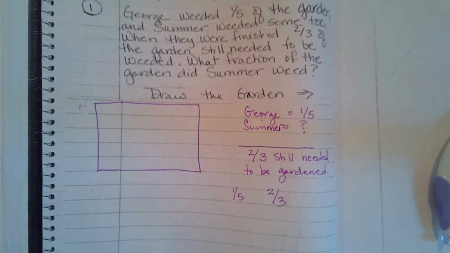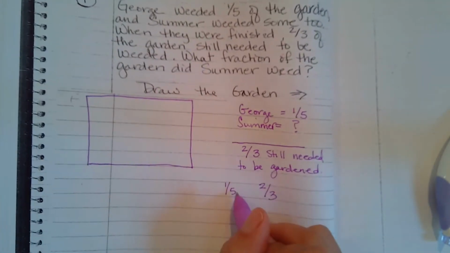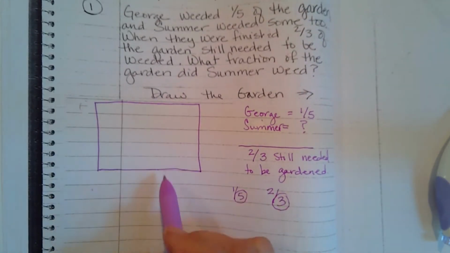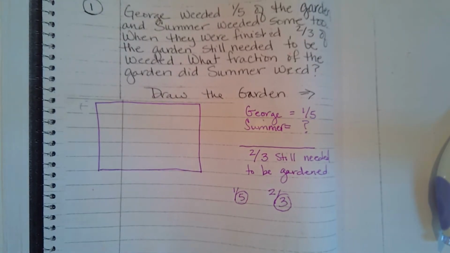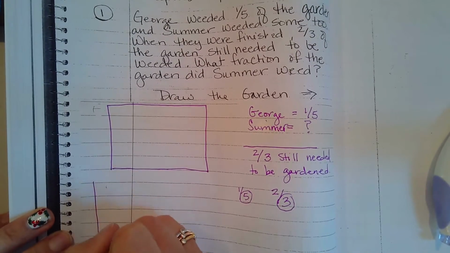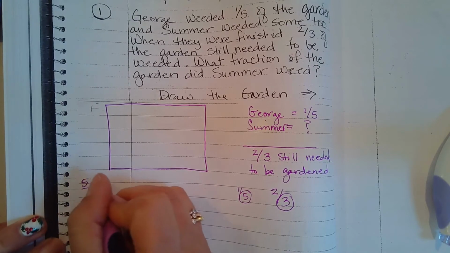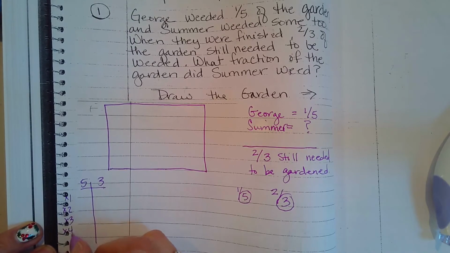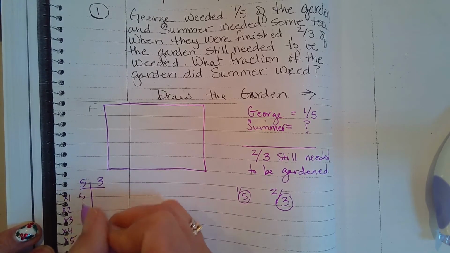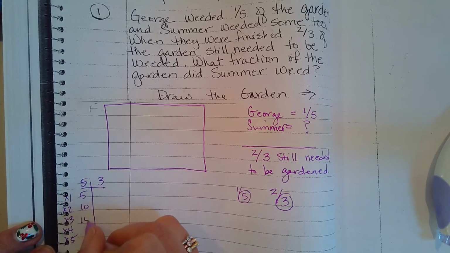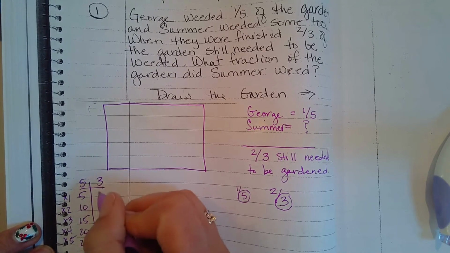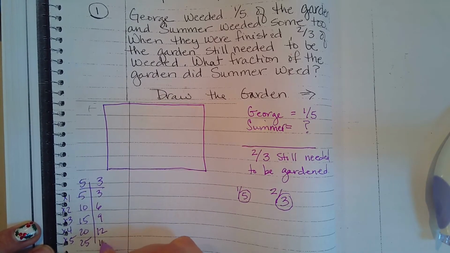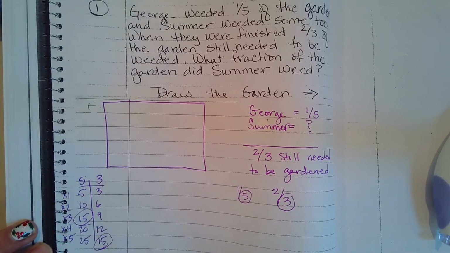All right, so I wonder if we scoreboarded, could we find the common denominator in order to cut up the garden? So if we were to scoreboard 5 and 3: 5, 10, 15, 20, 25; 3, 6, 9, 12, 15. Oh, there it is. 15, right?